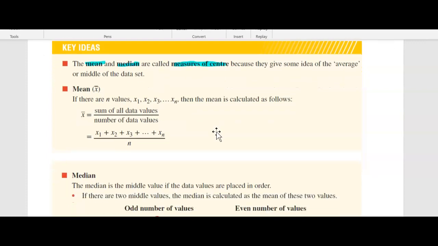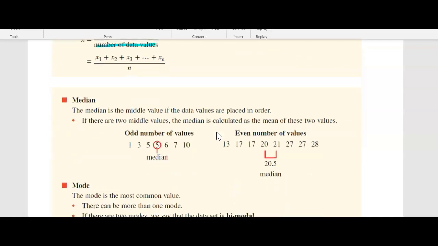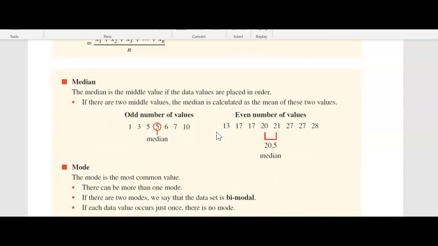All right, so for the mean, we add all the values together, the sum of all the data values, and then we divide by how many data values we had. If we were looking at the average height of students in our class, we would add up the height of all 22 students and then divide by 22. The median is your middle value.